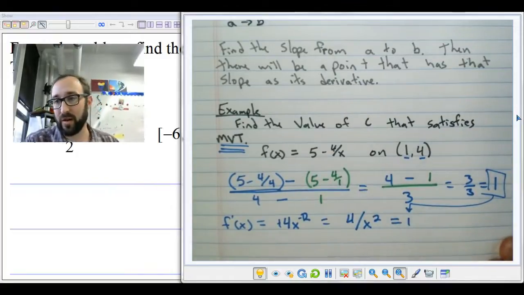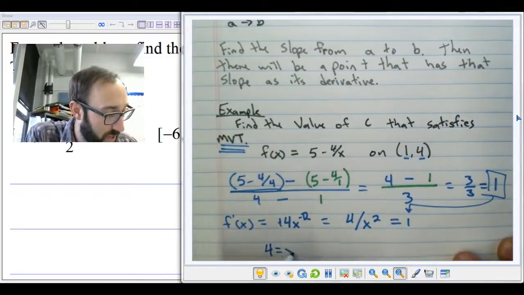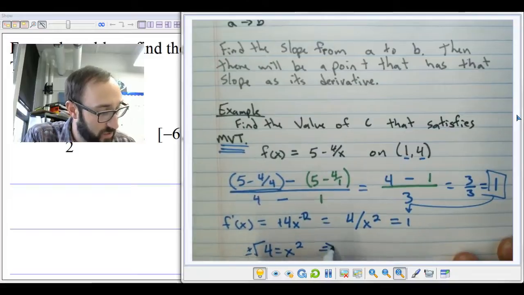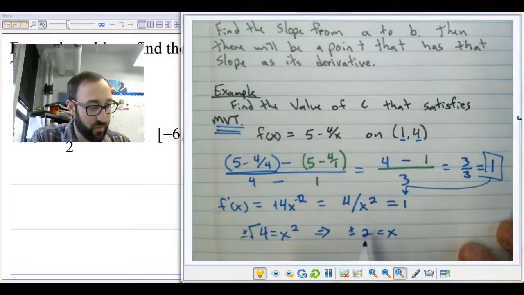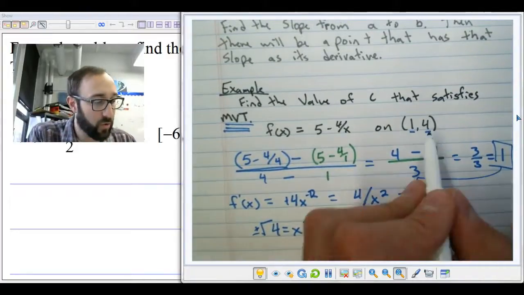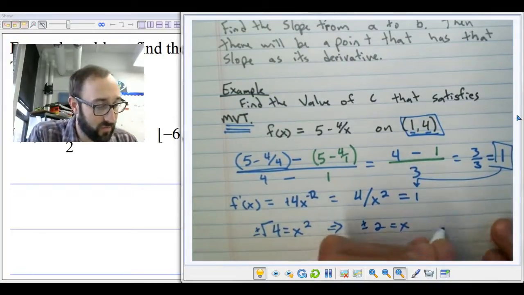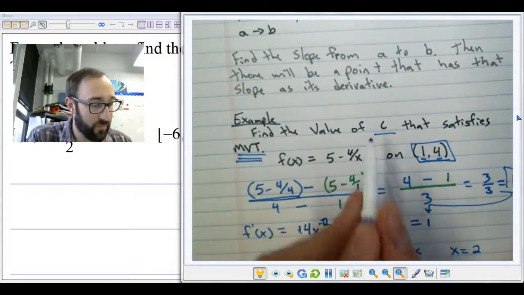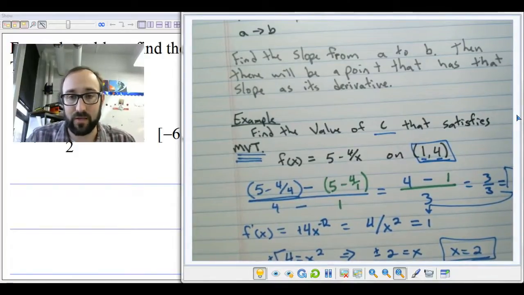So 4 divided by x squared equals 1. So we can say 4 equals x squared. Take the square root, plus and minus, and we're going to say plus and minus 2 equals x. So now we say plus and minus 2, there's my solution. Is that in fact the solution? We're looking on the interval from 1 to 4, so the only positive one that we're going to have is x equals 2. And it says find the value of c. There's our solution. We don't have to find the min or the max, we don't have to plug it in. All you do is find c. So that is it.